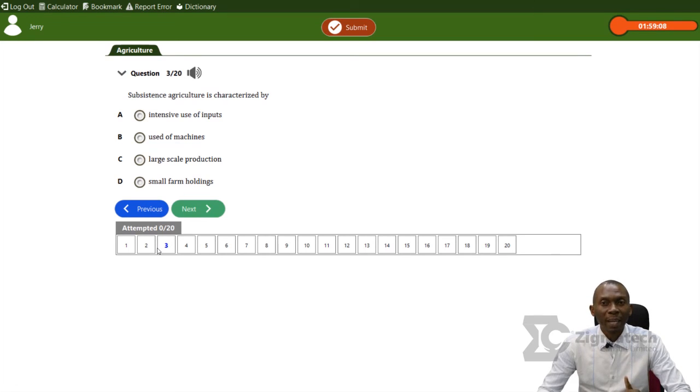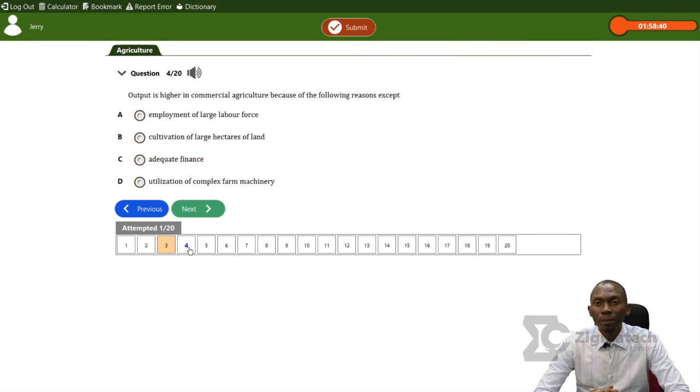Nope, that has to do with commercial agriculture. Use of machines, no, that has to do with commercial agriculture. Large-scale production, that also has to do with commercial agriculture. Then the last option we have there is small farm holdings. Yes, that's the correct answer. That's the characteristic of subsistence agriculture. So the answer is D. So I click D.